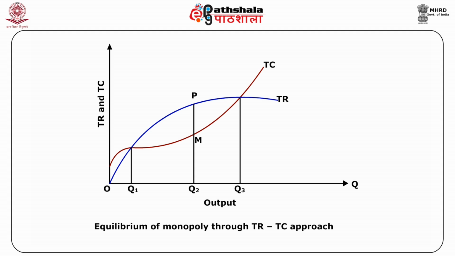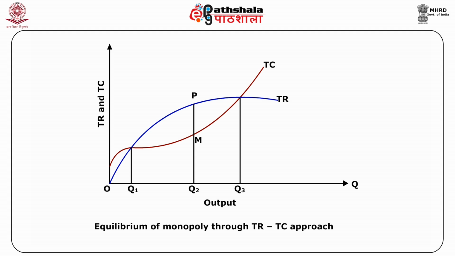Now, the main question is at which point or output does it maximize its profit in this range? This question can be answered in two ways. First is that the point or the output where the vertical distance between TR and TC is maximum is the point or output where the monopolist earns maximum profit.